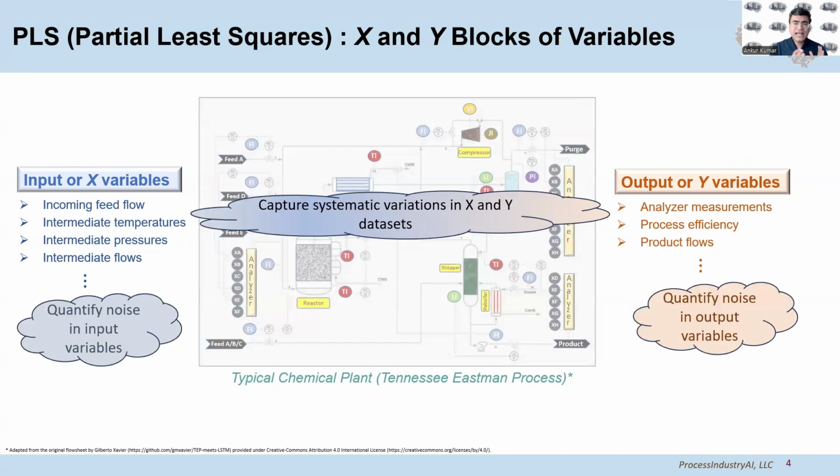Overall, just like in PCA, PLS will allow you to capture the systematic variations in the X and Y datasets, quantify the noise present in the input variables, the X variables, and also quantify the noise present in the output variables. Later on, we will see how we can use all these different sources of variations in the data to build our fault detection metrics. Let us see in some more detail how PLS allows us to do so.